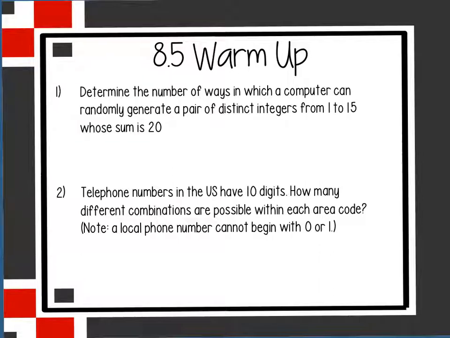So number 1 said, determine the number of ways in which a computer can randomly generate a pair of distinct integers from 1 to 15 whose sum is 20. So first of all, think about a computer. Do you have to worry about replacement or non-replacement with a computer that's random? No. It's always going to be the same set, so it's always pulling from the same set. It's not like numbers are taken away and then you have to worry about the non-replacement issue. So integers from 1 to 15 whose sum is 20. What combination of integers gives you a sum of 20 that fall between 1 and 15?